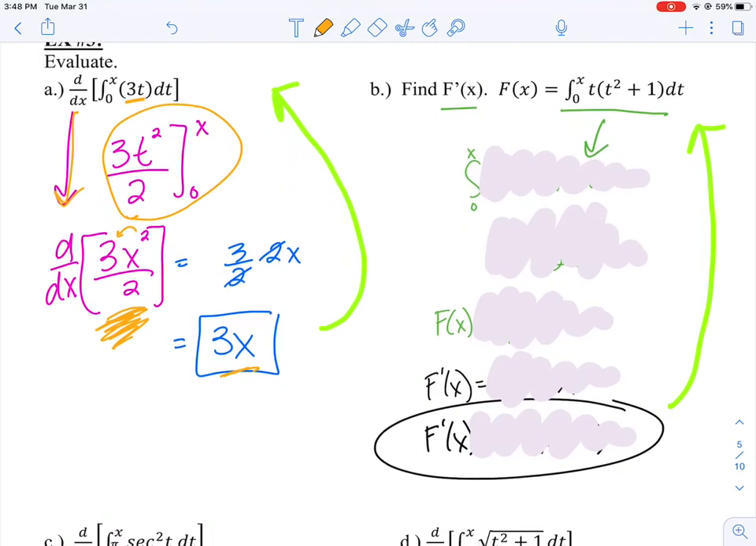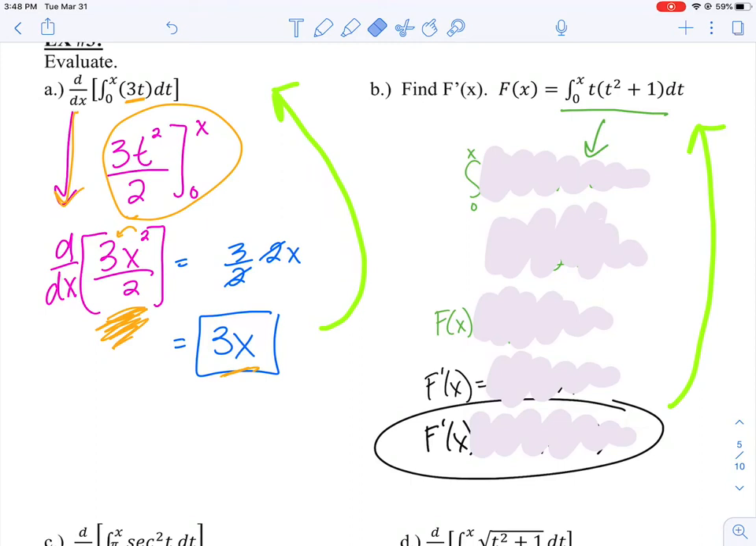Let's do another one. If I look at B here, it gives me big F. It says that big F is the antiderivative, or the integral, but then I want you to take the derivative. I want you to take the derivative of the antiderivative. Let's do it the long way. So I want you to integrate first, take the antiderivative.